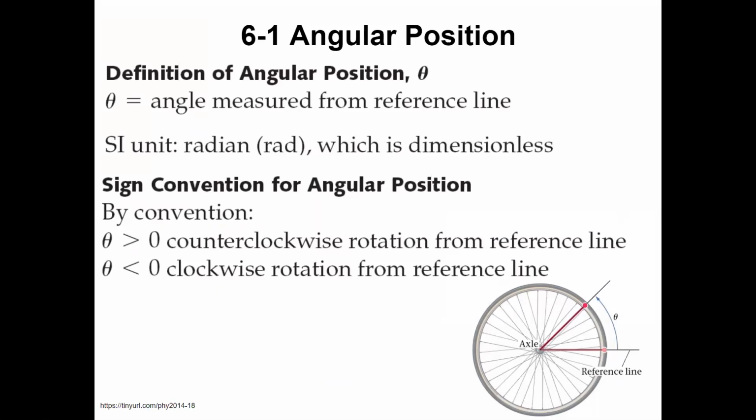So this is similar, but you have a reference line over here, and the angle is in radians for the SI unit. And radian is also treated as dimensionless. Sometimes you see people just write down 2 pi as the angle without mentioning the unit of radians, so that's fine. By convention, you take the counterclockwise direction as the positive direction of this position, and clockwise to be the negative direction.